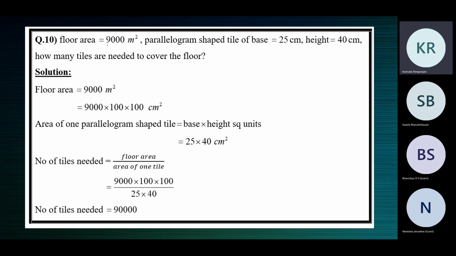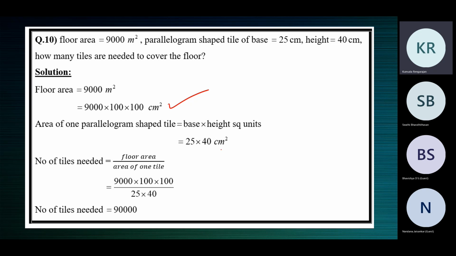So it's very clear that the floor area is in meter square, but the area of the parallelogram shaped tile, you will get in centimeter square because the base and height are given in centimeters. So we convert meter square, the bigger unit, to centimeter square. That's the first step. And then we'll find the area of one parallelogram shaped tile, base into height square units.